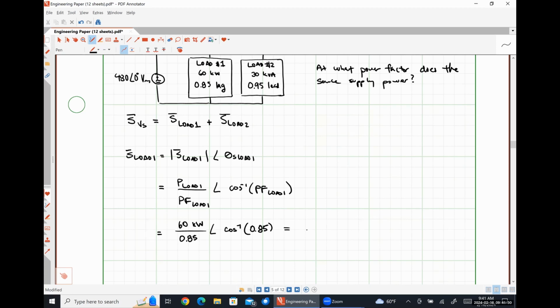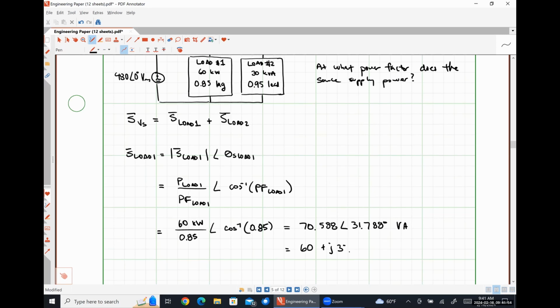I get 70.588 angle 31.788 degrees volt amperes as a polar form complex number, and 60 plus j37.185 kVA, sorry, as a rectangular form complex number.